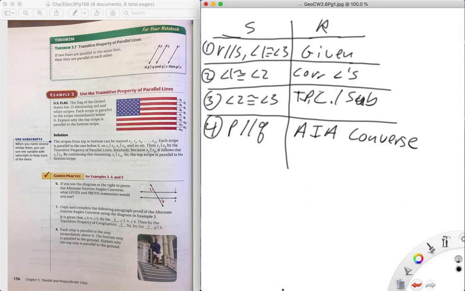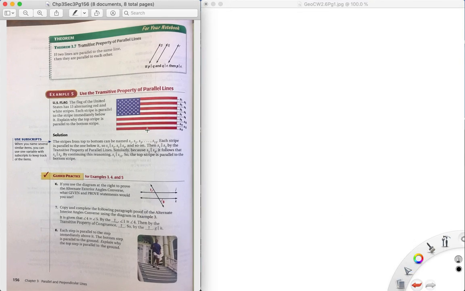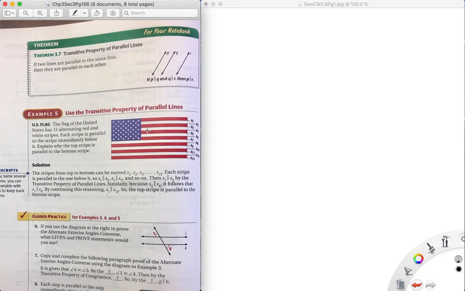And then we have our last theorem of the day. If two lines are parallel to the same line, then they are parallel to each other. So if line P is parallel to line Q, and line Q is parallel to line R, then line P is parallel to line R. Transitive property of parallel lines theorem.